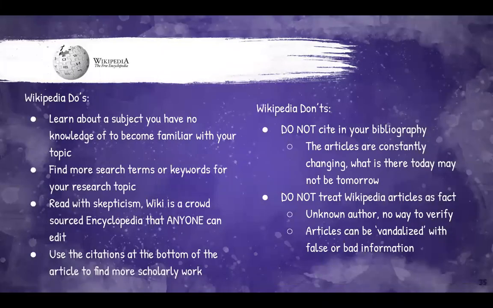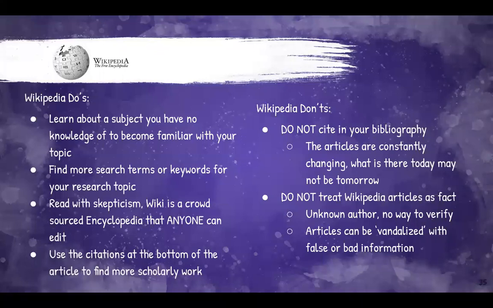Here are some do's and don'ts, and while these are specific to Wikipedia, they can be applied to other non-reliable resources. Wikipedia is a great resource to start your search when you know nothing or very little about your topic. It can provide you with a great overall view and search terms. Make sure to read the pages with skepticism, though.